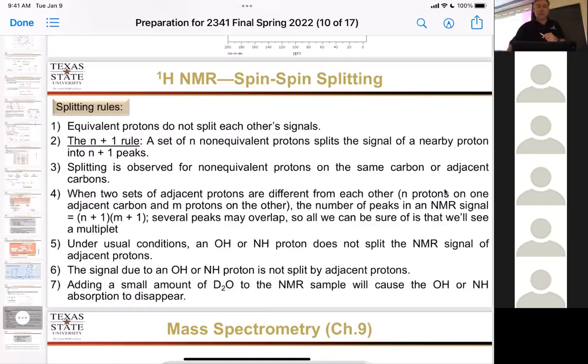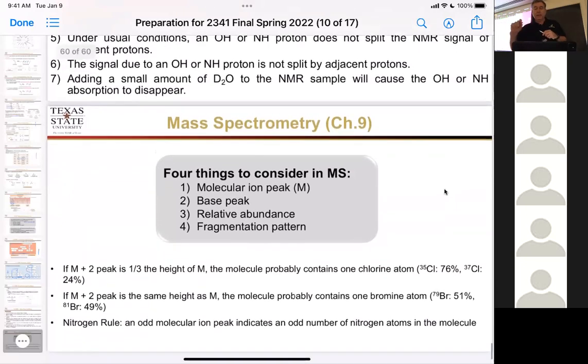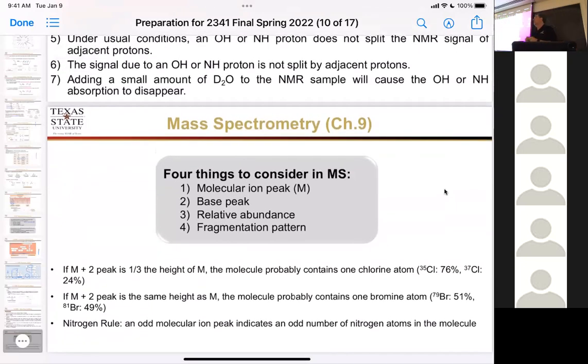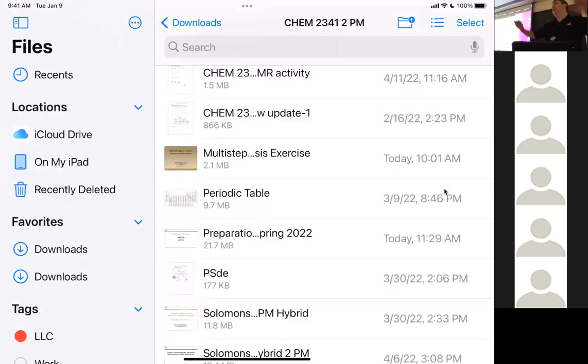All right, so let's see. The last thing is the 4 most important things about mass spectrometry, which is the molecular ion peak, the base peak, relative abundance, and fragmentation, but also the nitrogen rule. So that's the 5th thing you need to remember. And the 6th thing is the M+2 isotopes, particularly for bromine and chlorine. Okay, and that's all you need to know.